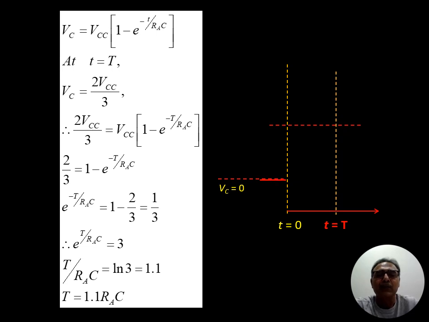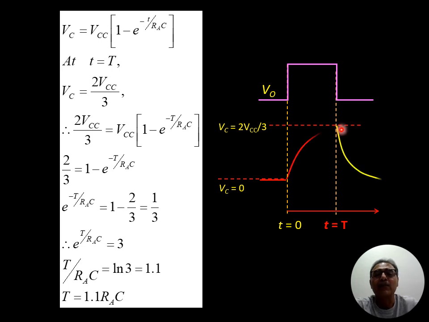Now let us calculate the time period for which the output of the monostable multivibrator remains high. This time period is decided by the charging time of the capacitor through the resistance Ra. The exponential charging of the capacitor is represented by the equation Vc, the voltage across capacitor, is equal to Vcc into 1 minus e raised to minus t upon Ra into C.